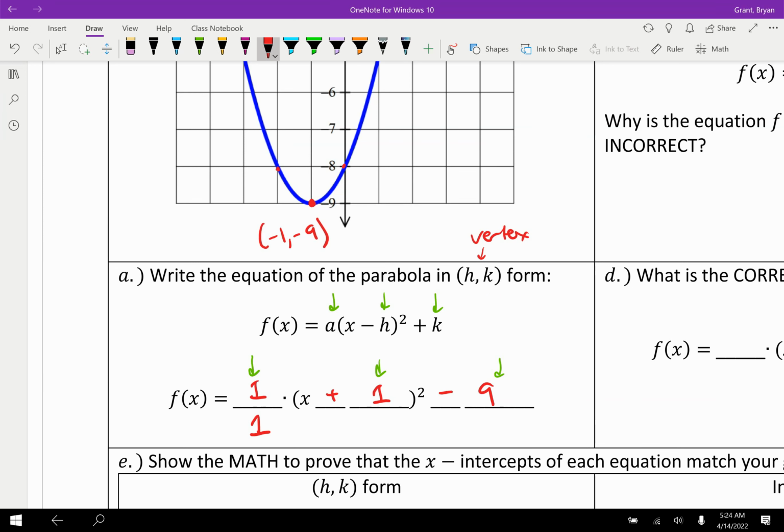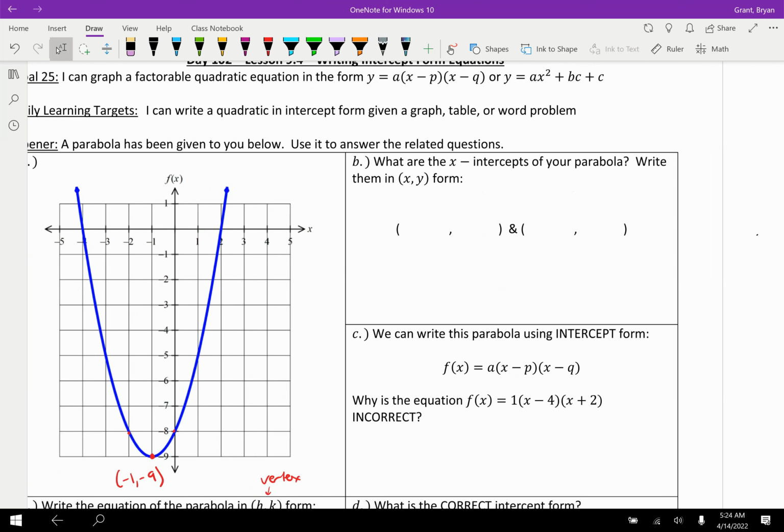Alright, moving on to B. What are the x-intercepts of our parabola? Write them in xy form. Since eventually we're going to be writing intercept form, and we know intercept form has to do with the x-intercepts, it's always a good idea to identify the x-intercepts. We have the point 2, 0, and the point -4, 0. Would you agree that those are our zeros, our x-intercepts for the graph? So -4, 0, and 2, 0.